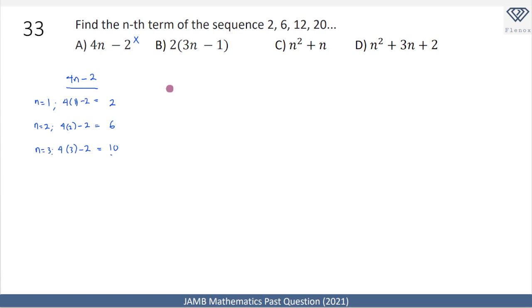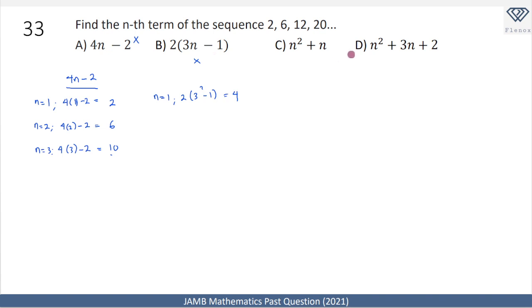Now let's move on to option B. If n is equal to 1, let's try that out. What would that be? That is going to be 2 into bracket 3 times 1, which is 3, minus 1. What is 3 minus 1? 2. And what is 2 times 2? 4. Oh, 4 is not the first term. So this even breaks down from the first term.